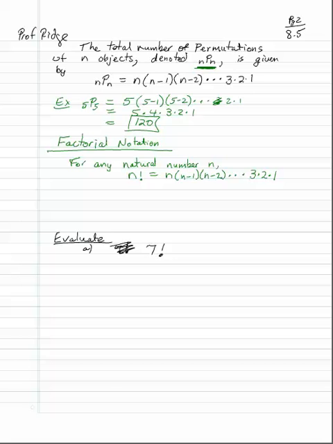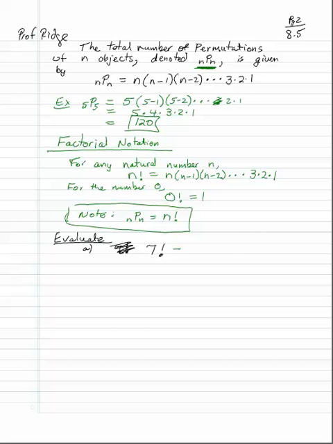Okay, so that brings us to factorial notation. For any natural number n, n with the exclamation point, we read that as factorial. So n factorial equals n times n minus 1 times n minus 2, and so on until you get to 3, 2, 1. So you end at 1. And just by definition, we're going to define 0 factorial as 1. Okay, so that's by definition. Okay, so note that nPn is equal to n factorial.